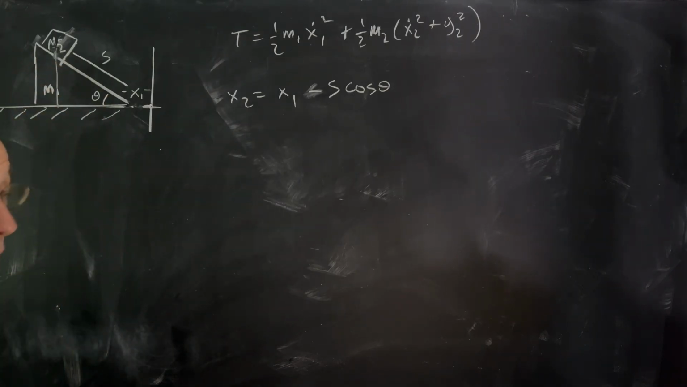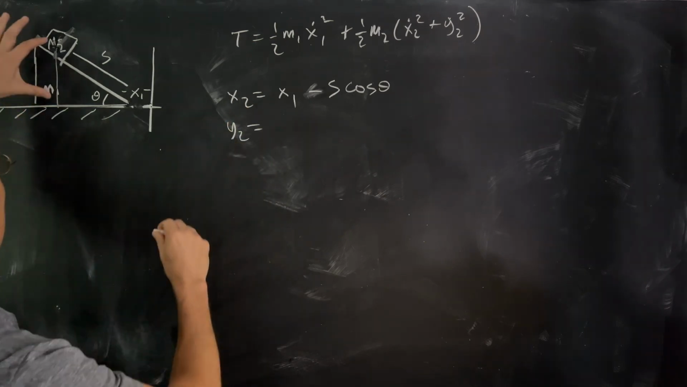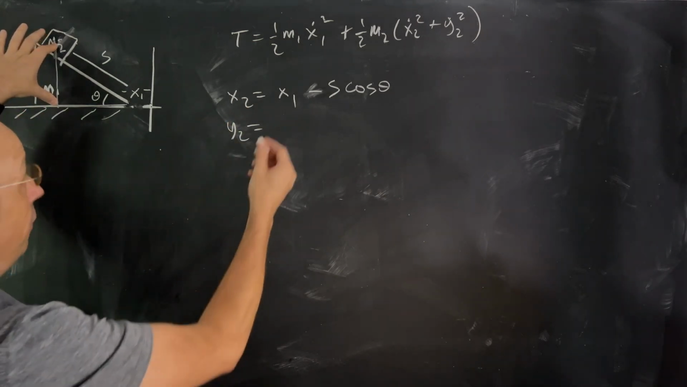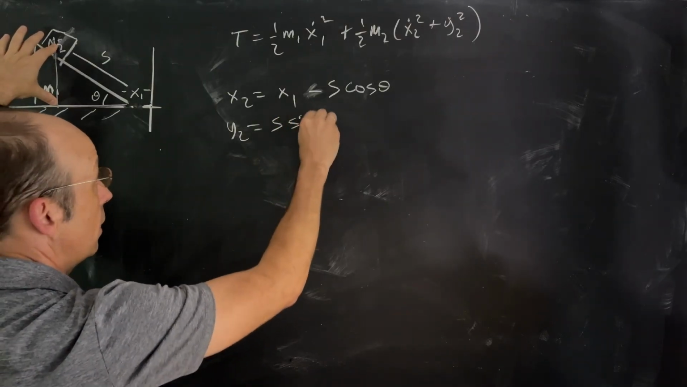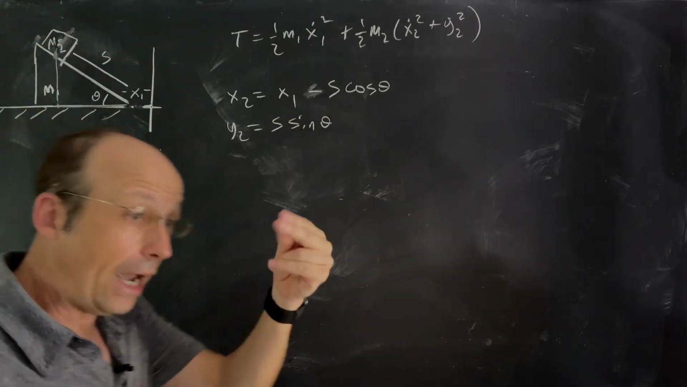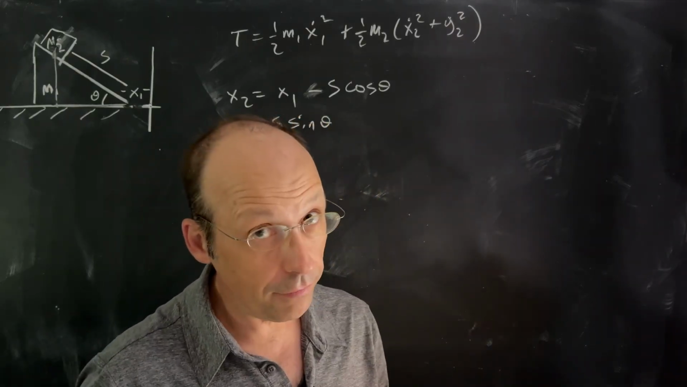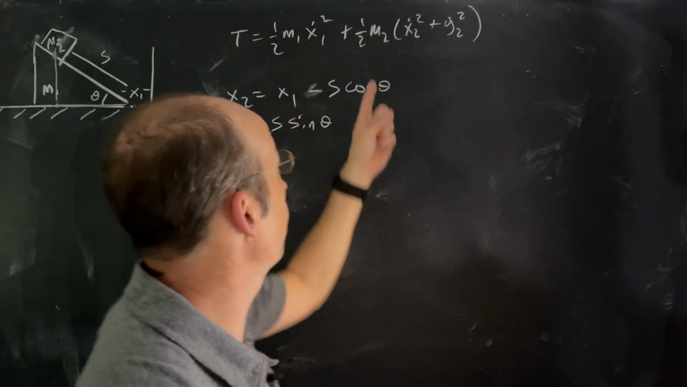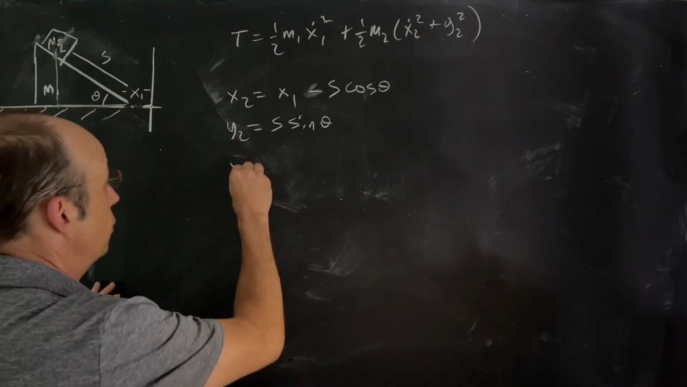So that's my x. Now for my y, I'm going to say y2 is just the height of that. And that's easy. It's just going to be equal to s times the sine of theta. But now that I have those relationships for x2 and y2, I can take the derivatives, and then I'll know what to put in for x2 dot squared and y2 dot squared. So let's take the derivative of x2.